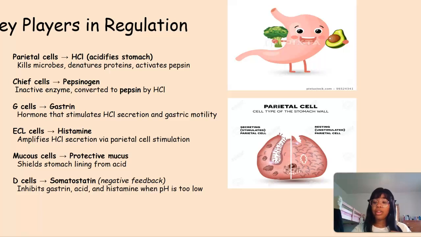Histamine from enterochromaffin cells or ECL cells works synergistically by further stimulating parietal cells. Meanwhile, mucous cells protect the stomach lining from damage by forming a thick alkaline mucus barrier. Finally, D cells release somatostatin, which acts as a braking mechanism, suppressing gastrin, acid, and histamine release when the stomach becomes too acidic. This delicate balance of stimulation and inhibition ensures digestion happens efficiently but safely.